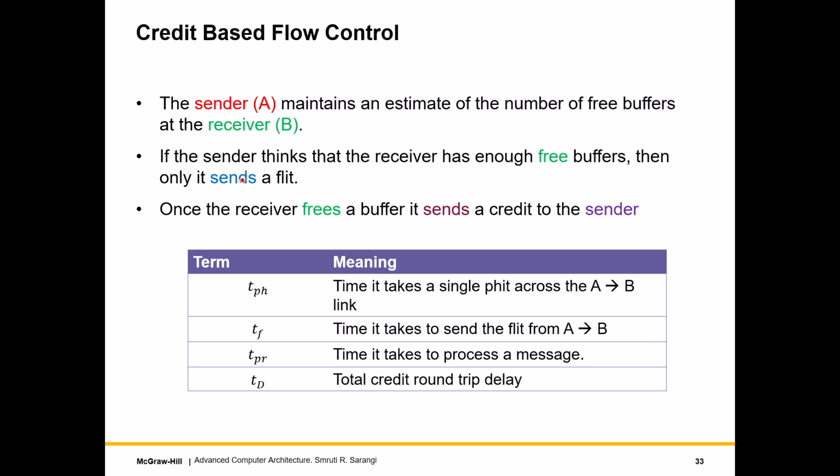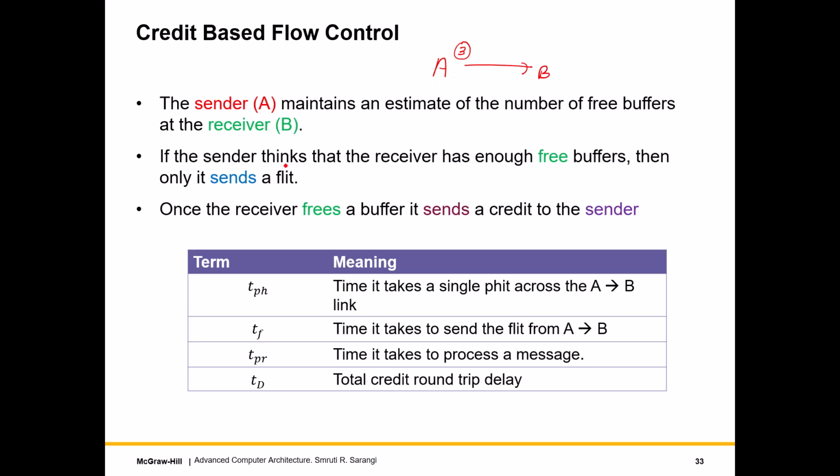So let's look at credit-based flow control. The idea is that the sender, which is node A, maintains an estimate of the number of free buffers at the receiver, which is B. So if B is the receiver and let's say there are 3 free buffers, then this estimate will be maintained at A, which basically means that A will send 3 flits, and then as per its estimate, B will not have any free buffer. So then A will stop sending.